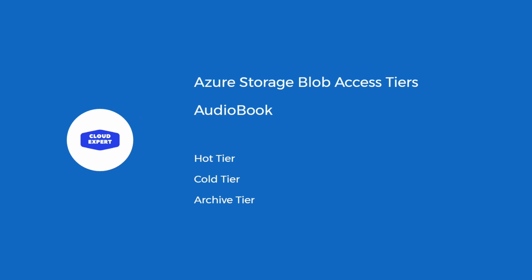The following considerations apply to the different access tiers. Only the hot and cool access tiers can be set at the account level. The archive access tier isn't available at the account level. Hot, cool, and archive tiers can be set at the blob level during upload or after upload.